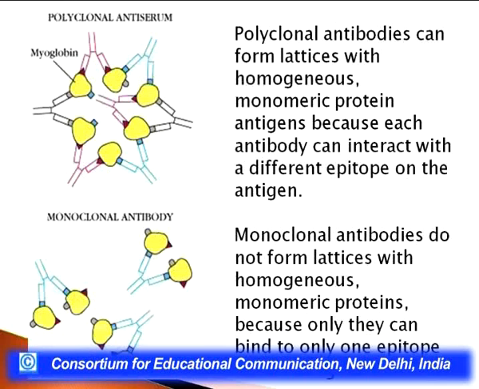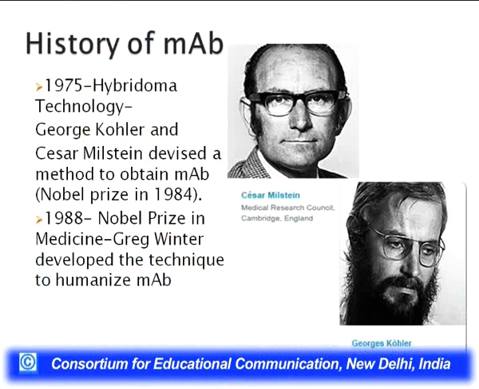Now, as you can see, polyclonal antibodies can form lattices with homogeneous monomeric protein antigen because each antibody can interact with a different epitope of an antigen. Now, on the other hand, monoclonal antibodies do not form lattices with homogeneous monomeric proteins because they can bind to only one particular type of an epitope on an antigen.